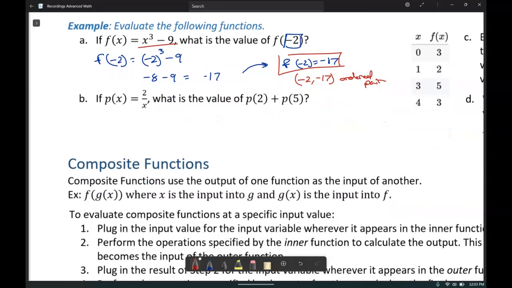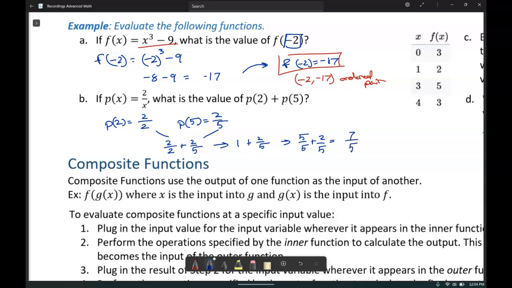Here we have the function p of x equals 2 over x. What is the value of p of 2 and p of 5? So we're going to evaluate both of these. We're going to take p of 2, which is 2 over 2, and p of 5, which is 2 over 5, and add these two functions together, 2 over 2 plus 2 over 5. Well, we need a common denominator. We also have a simplified fraction, so we could look at this as 1 plus 2/5, which we can rewrite as 5/5 plus 2/5, giving us 7/5 as the sum of these functions.